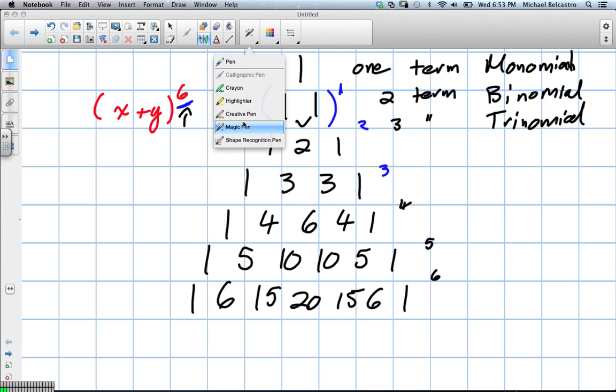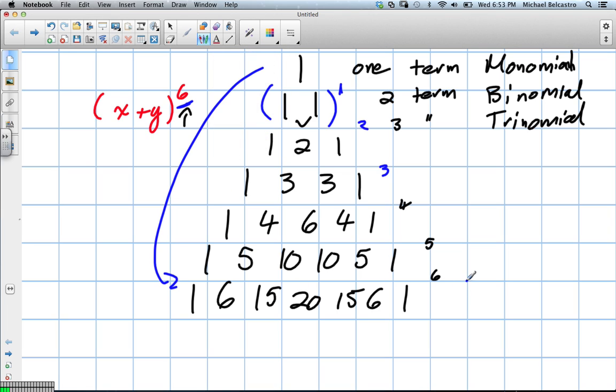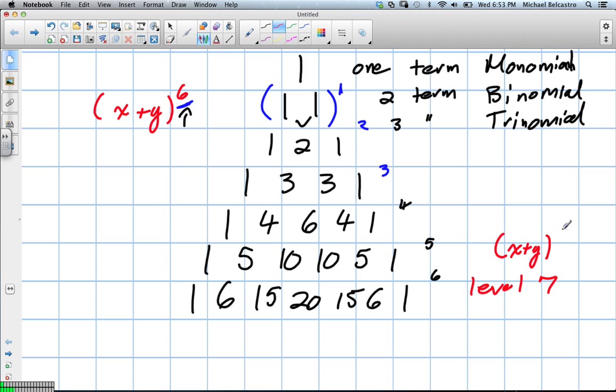Now, it just so happens in Pascal's triangle, it's the 7th level. So this is level 7, but it's the same as a binomial to the power of 6. Now these values stand for our coefficients. What this is telling us is there will be 1, 2, 3, 4, 5, 6, 7 terms when we do this to the power of 6 as a binomial. So there will be 7 terms.